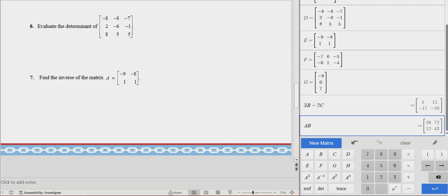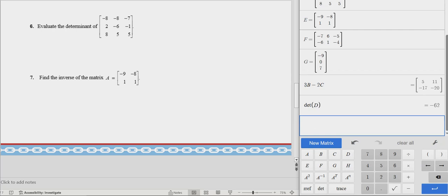Moving right along, evaluate the determinant. I have already entered that matrix in as matrix D. And to find the determinant, I just hit this DET button right here. And I tell it what matrix I want to find the determinant of. So you would enter that matrix ahead of time and then tell the calculator to find the determinant.